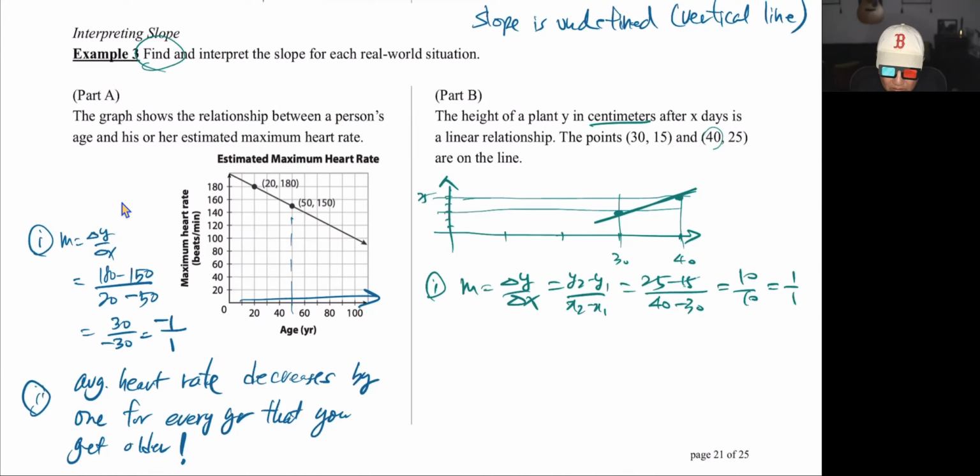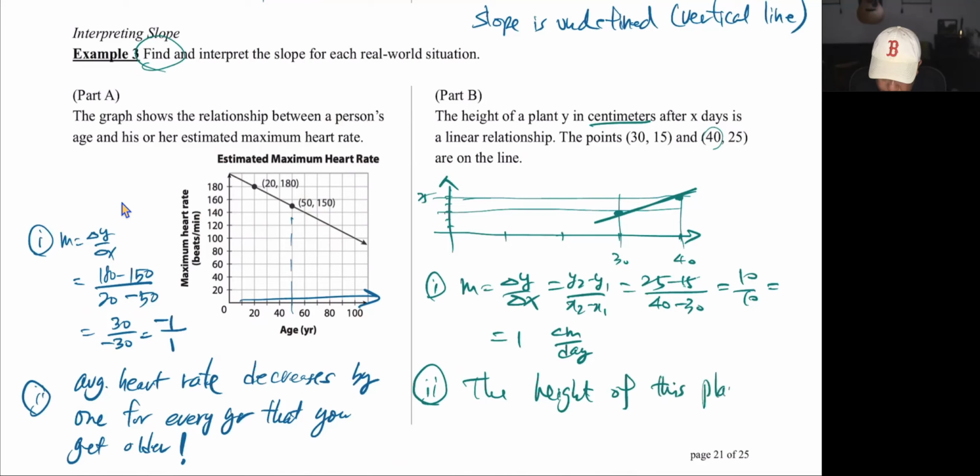So remember, we know that this is centimeters, the numerator. The denominator is what? Per day. So it is increasing 1 centimeter per 1 day. Okay, so here's the interpretation, guys, right? The height of this plant increases by 1 centimeter per day, or for each day. Any one of them would have been fine.